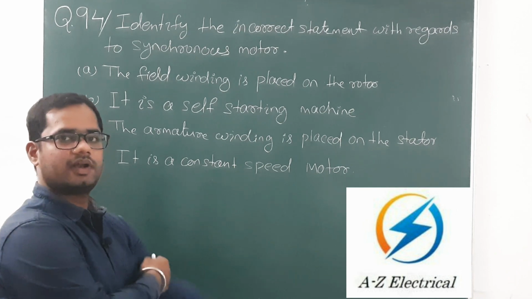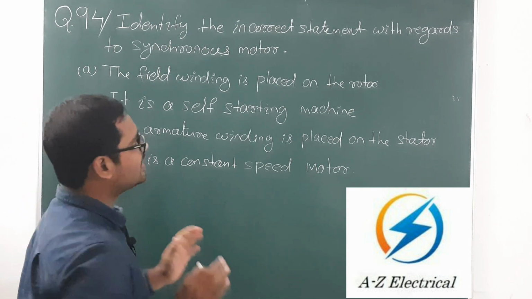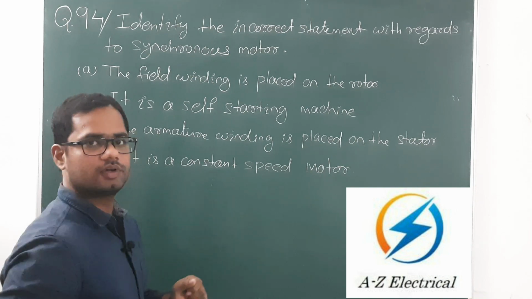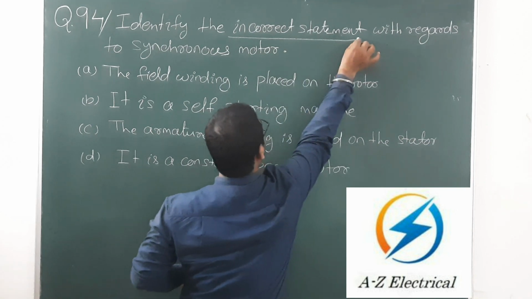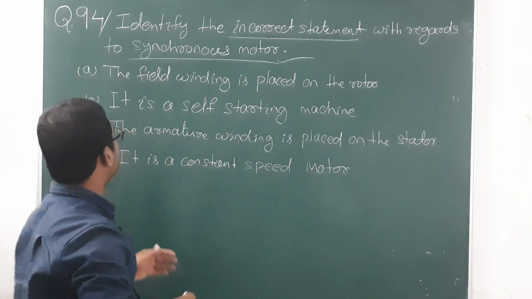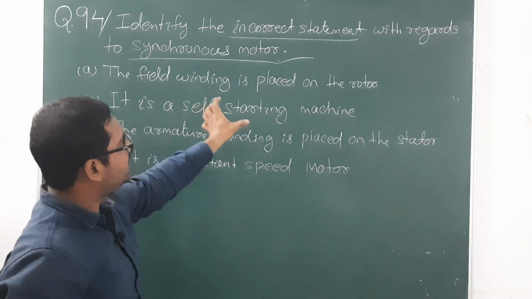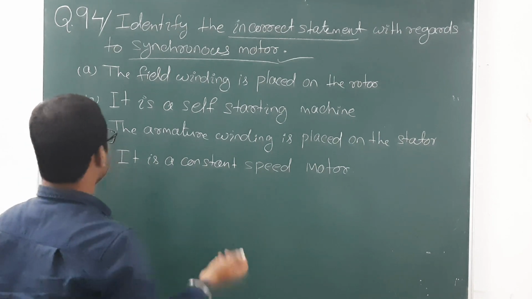So coming to question number 94, identify the incorrect statement with regards to synchronous motor. Okay, so here we have to find out the incorrect statement about the synchronous motor. The statements are: the field winding is placed on the rotor. Yes, this is a correct statement.